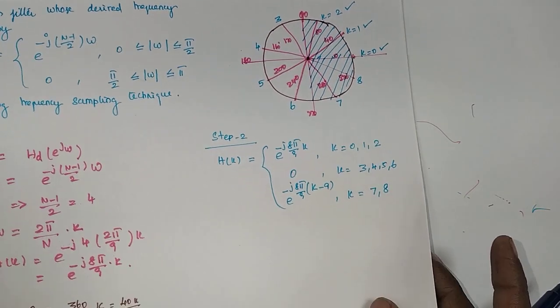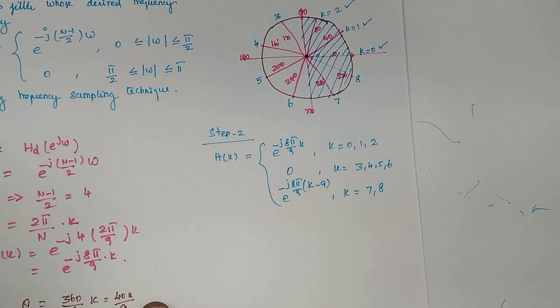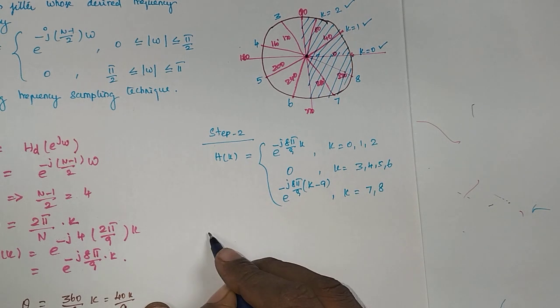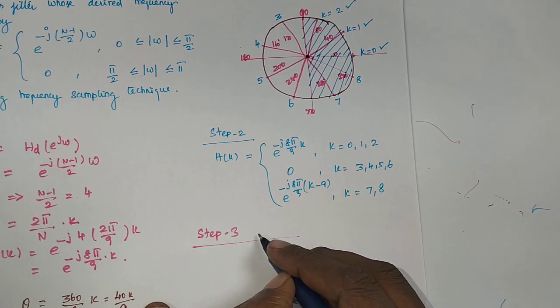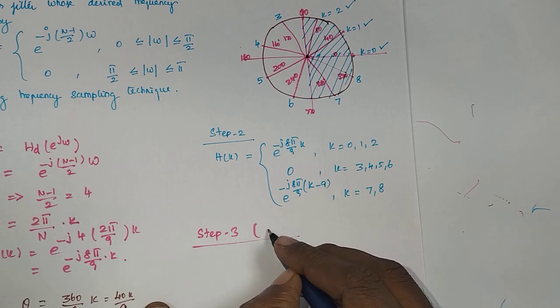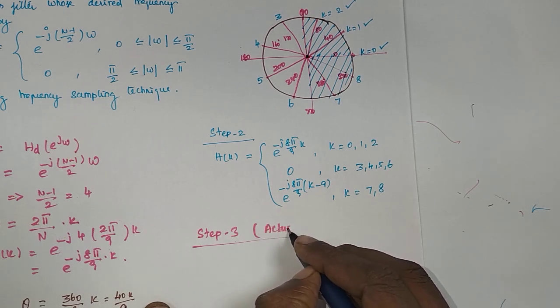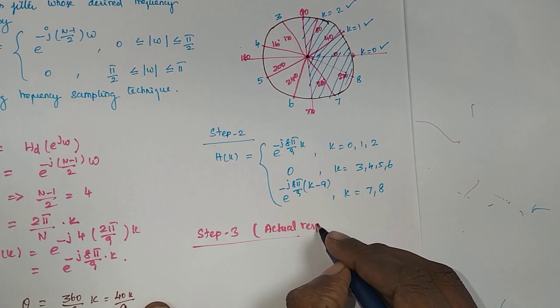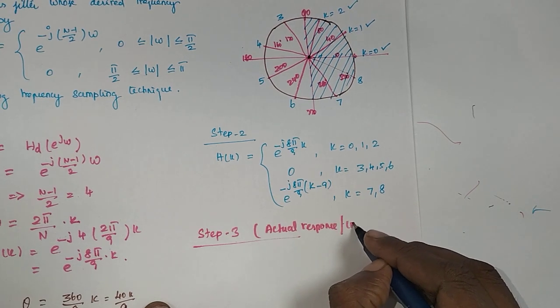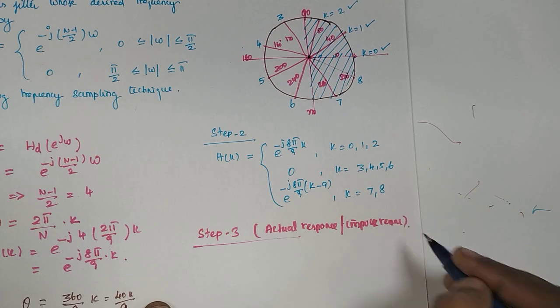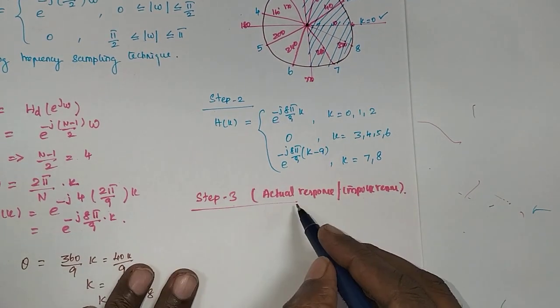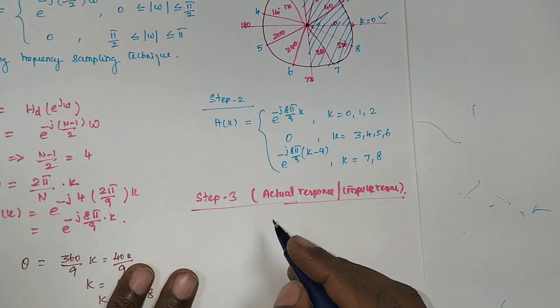Next you have to find the IDFT to get the desired response. That is step 3. Step 3 is you have to find the actual response or impulse response. So you have to take the IDFT for h of k.